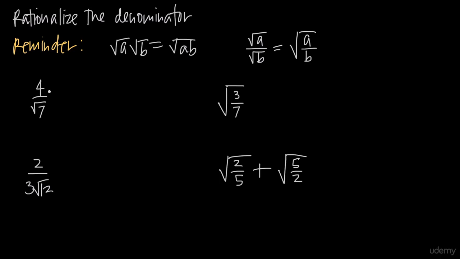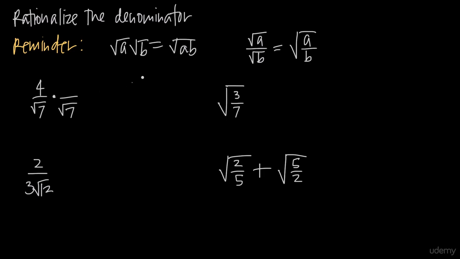So the first problem we're going to be dealing with is 4 divided by the square root of 7. We've been asked to rationalize the denominator, so we need to get the square root out of the denominator. Well, the way that we're going to do that is by multiplying the denominator by itself. Because if I say square root of 7 times square root of 7, I know when I multiply those two things together that I'll just get 7 itself.